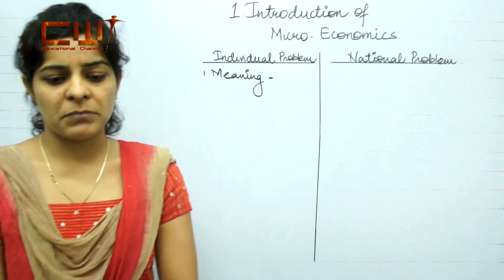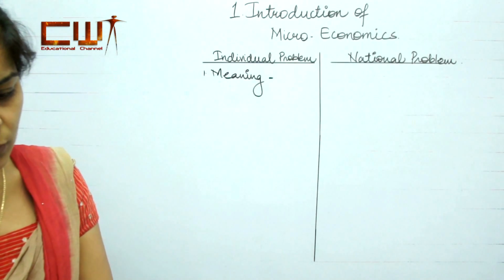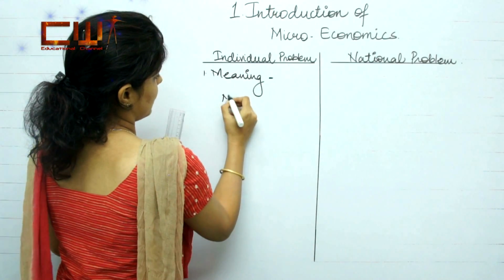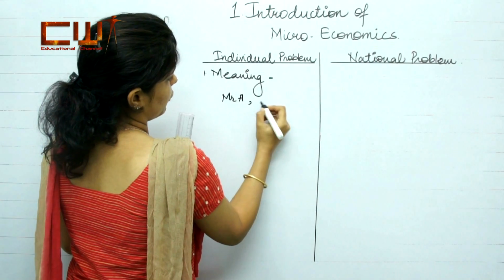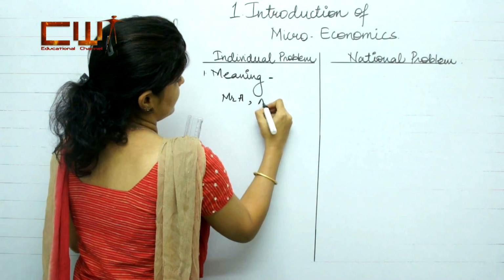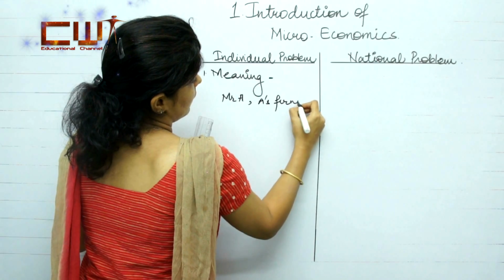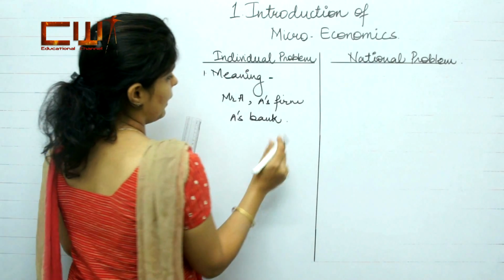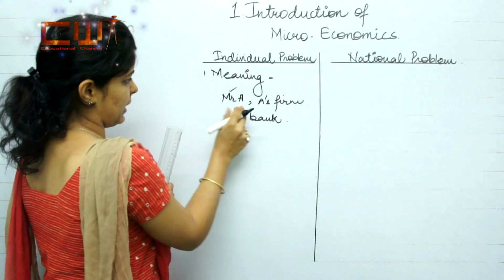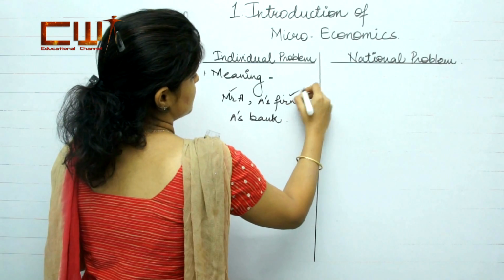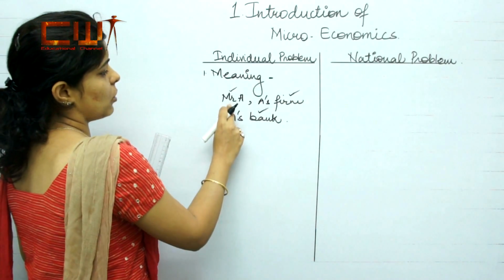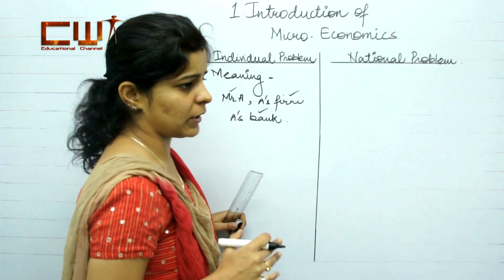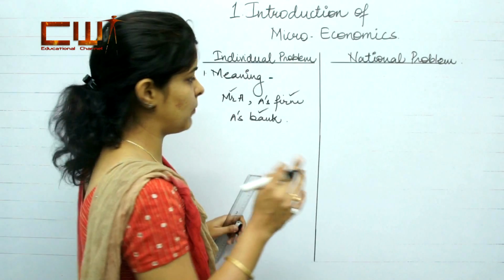What do you mean by the term meaning? Meaning is you are defining something. This is an individual problem, which means it could be Mr. A, it could be A's firm, it could be A's bank. If you study Mr. A, or you study his production house, or his bank, these are all individual units you are studying. Mr. A is facing a particular problem. That is an individual problem.